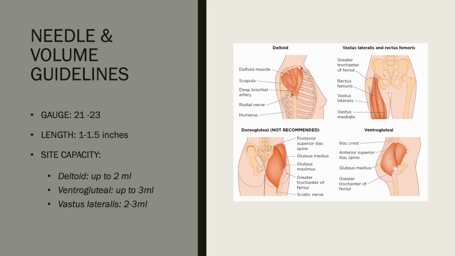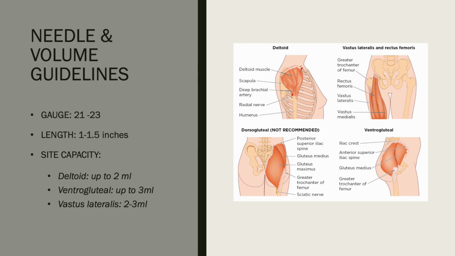Now let's discuss equipment, because selecting the correct needle size and volume is essential to avoiding complications and delivering medication effectively. For adult intramuscular injections, we typically use a 21 to 23 gauge needle. And the length is between 1 to 1.5 inches, depending on the patient's muscle mass and the chosen injection site.